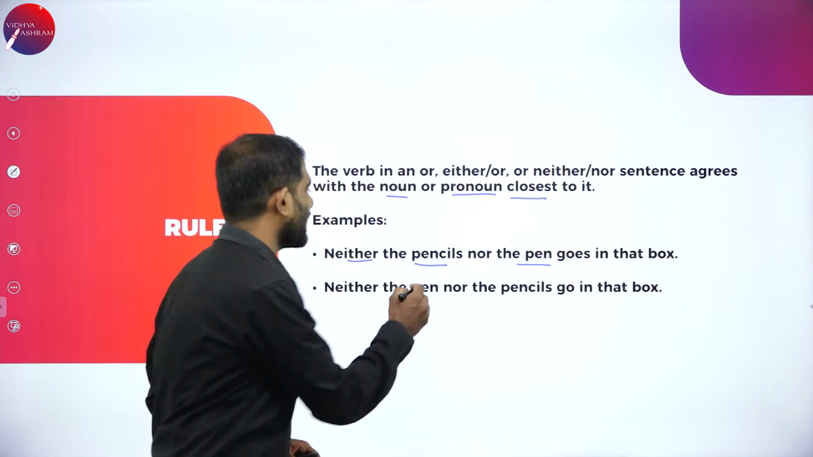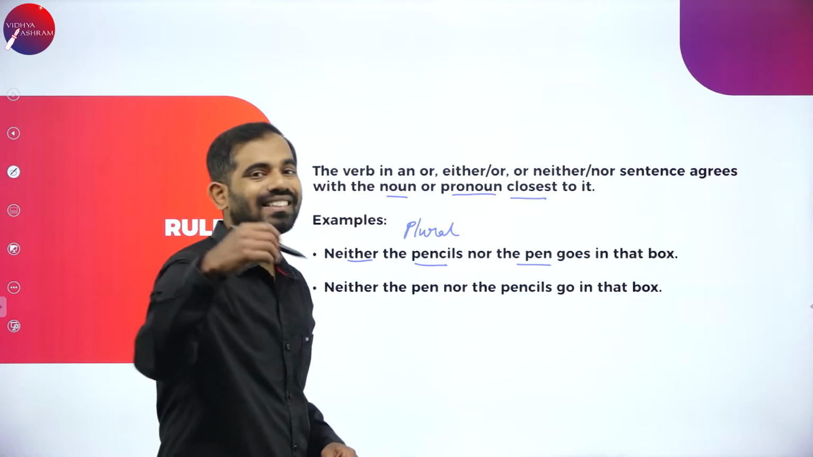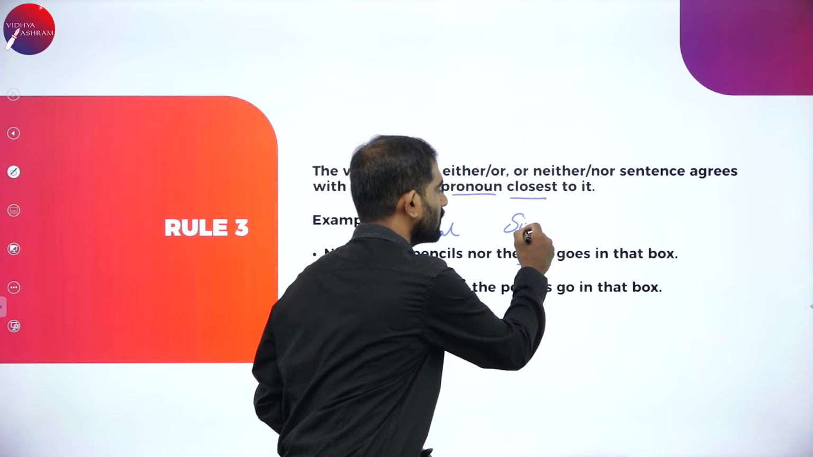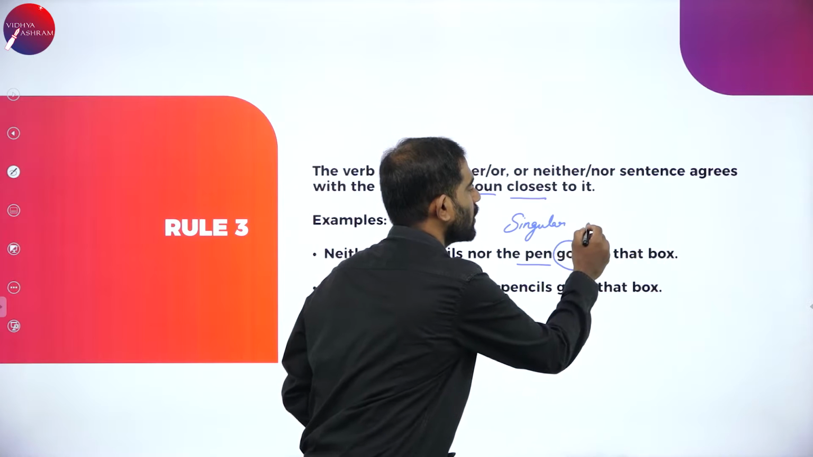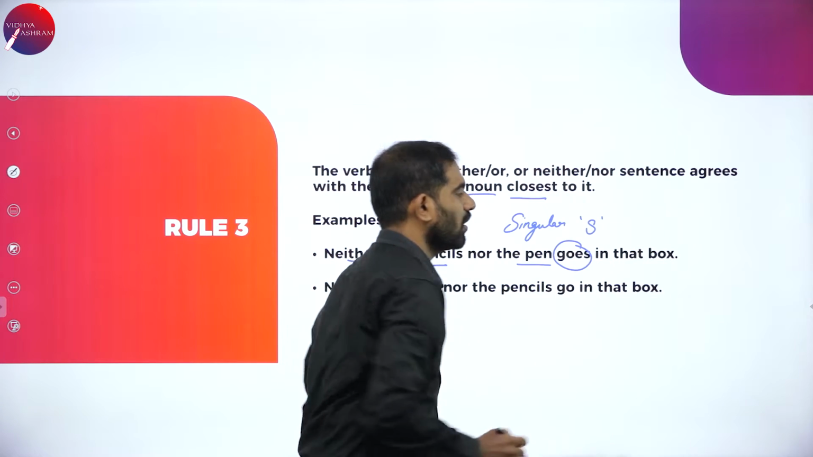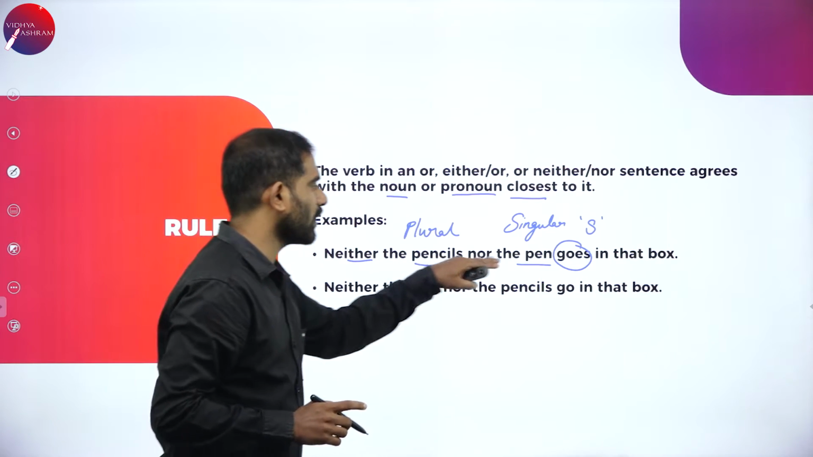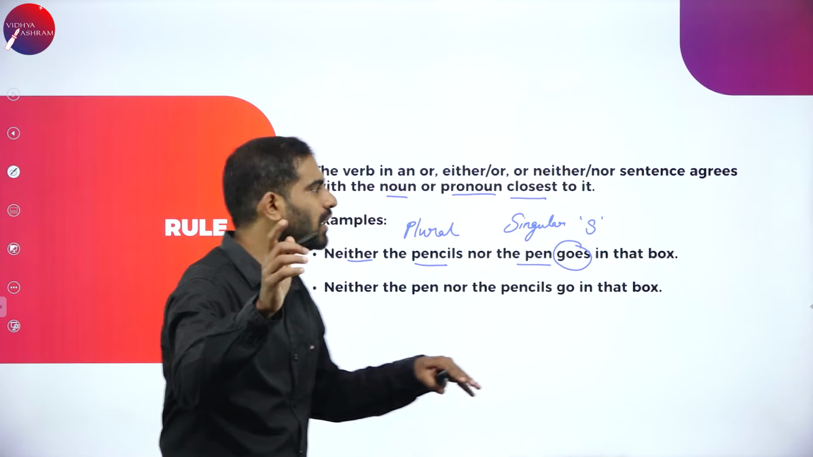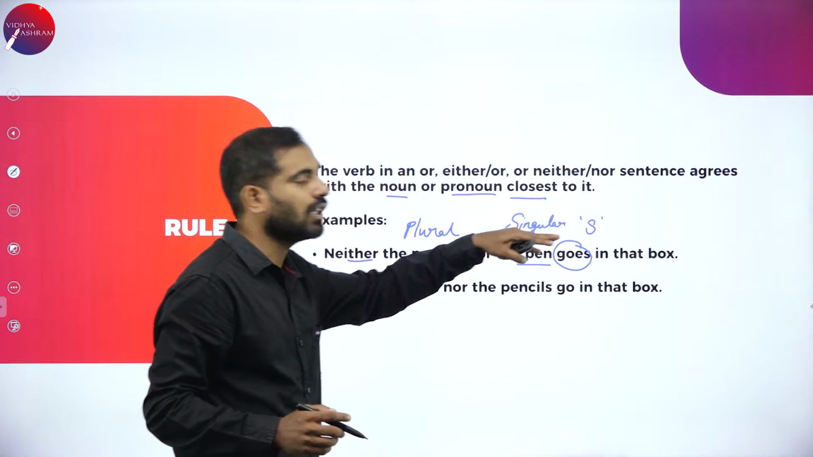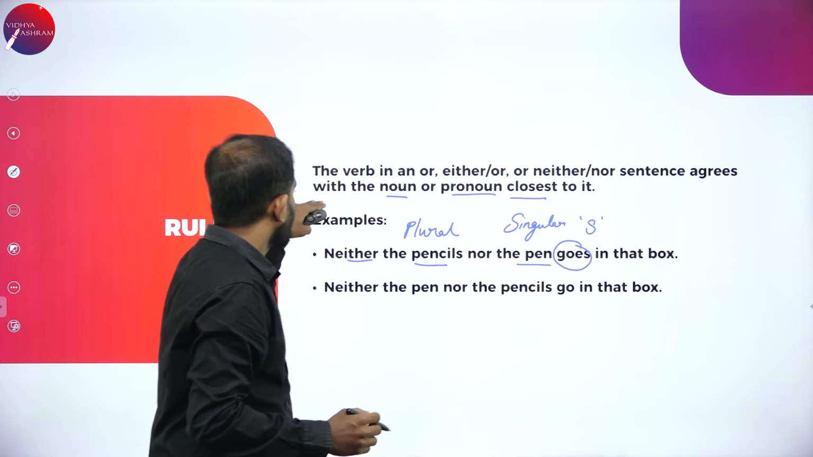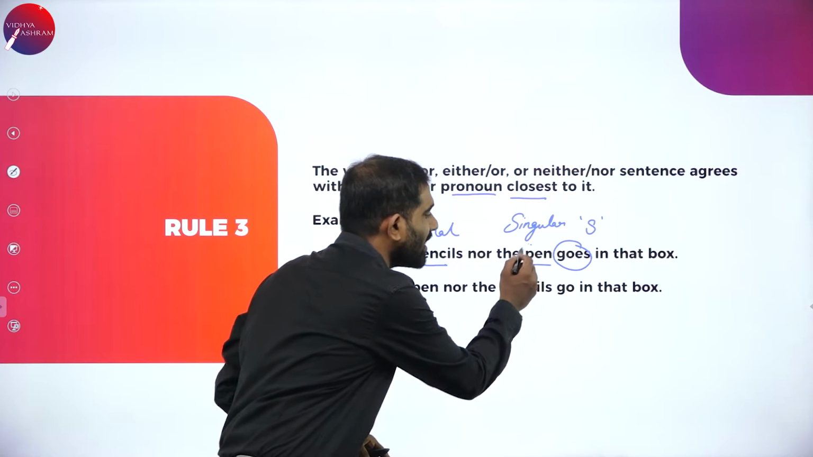Neither the pencils, which is plural, nor the pen, which is singular. So we are using goes, which is a singular verb. I hope you are able to follow this. If you find a sentence beginning with either, or, nor, neither, then the verb agrees with the noun or pronoun closest to it. So the pen is closest here.